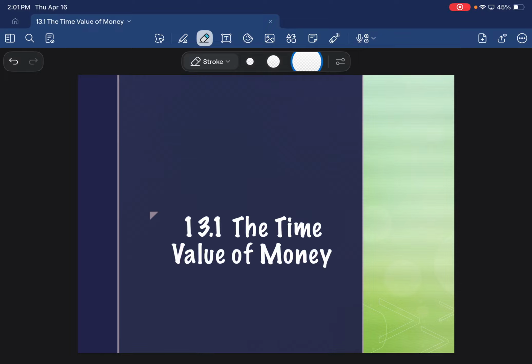So chapter 13, we're going to take a look at financial mathematics in this chapter, and we're going to start section 13.1 with the time value of money. Most of what we do, or at least a good portion of what we do in 13.1, is going to feel like something you've seen before, even if you don't quite remember how it worked when you saw it before. It's going to feel familiar, okay?